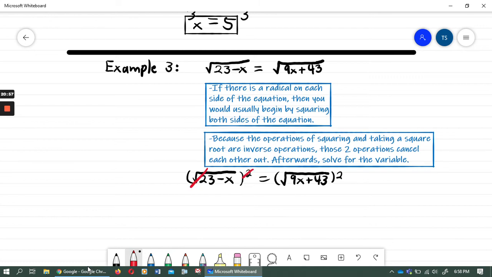And in this particular example, for this type of equation where we have radicals on both sides, we do expect those inverse operations to cancel out on both sides of the equation. All right, so on the left side, we'll be left with 23 minus x. On the right side of the equation, we'll be left with 9x plus 43. And again, from here, guys, we'll just solve for that variable, now that we've got those inverse operations that canceled each other out.